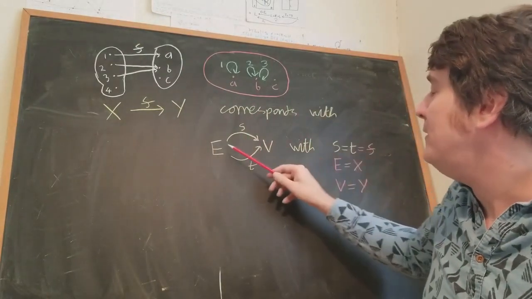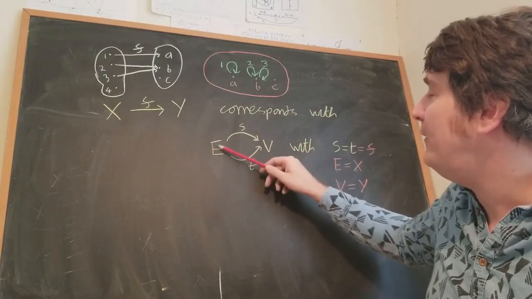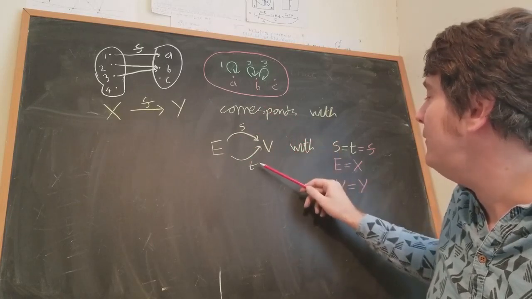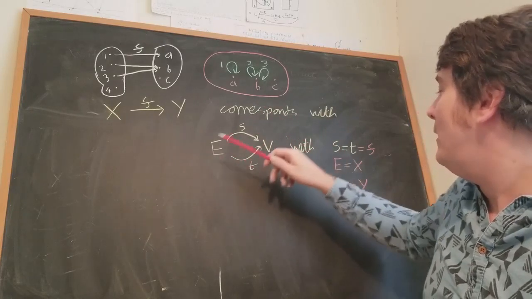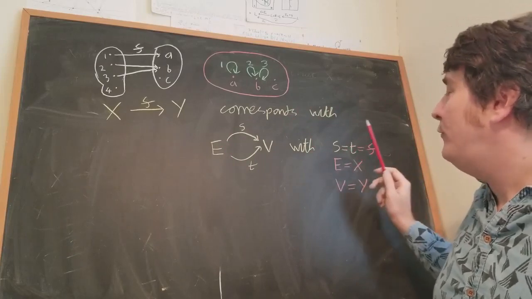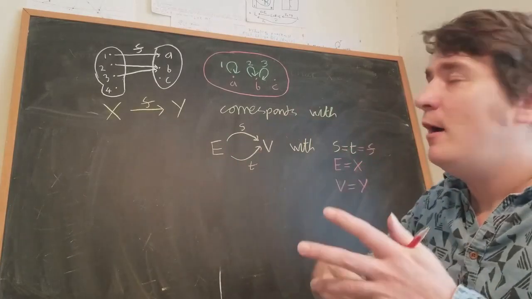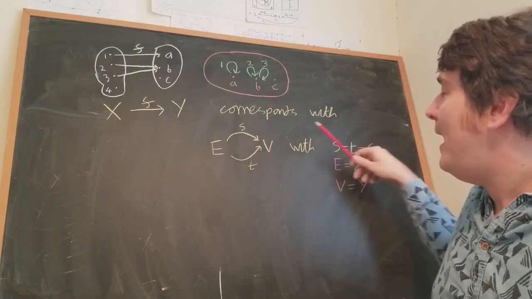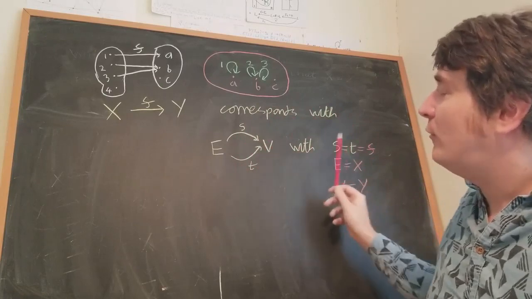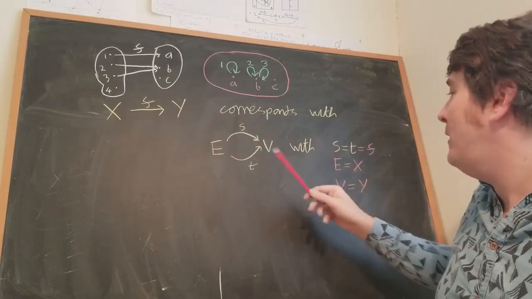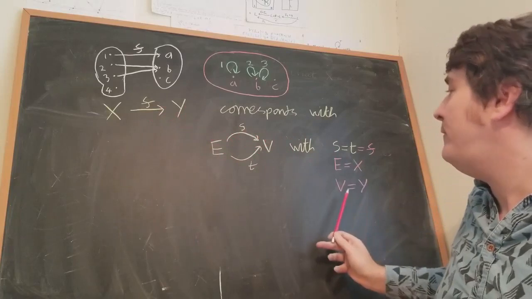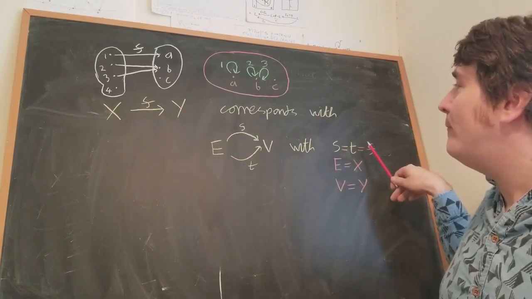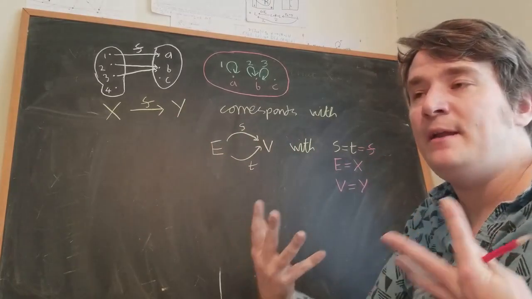So if we have a graph like this with an edge set e and a vertex set v, and a source function s and a target function t, well, we're going to have s equal to t because we are considering these special kinds of graphs which correspond to functions. And then how can we find such a thing which looks like this function? Well, we'll just set e equal to x and v equal to y, and this source and target both equal to f.